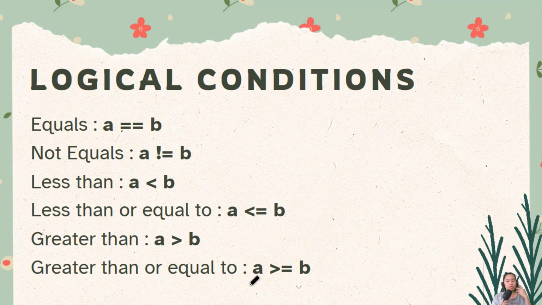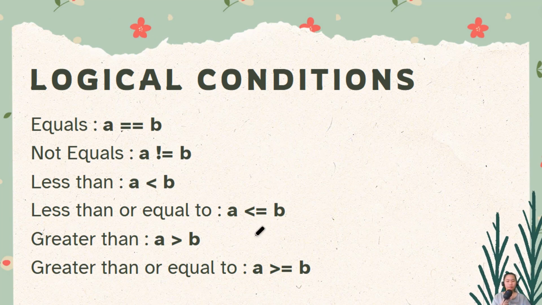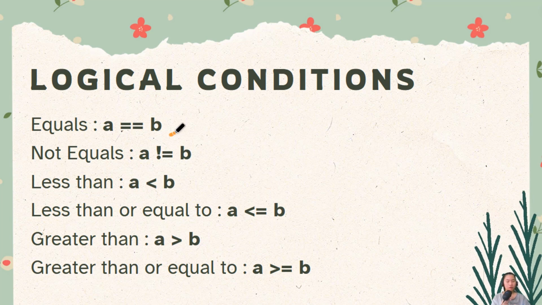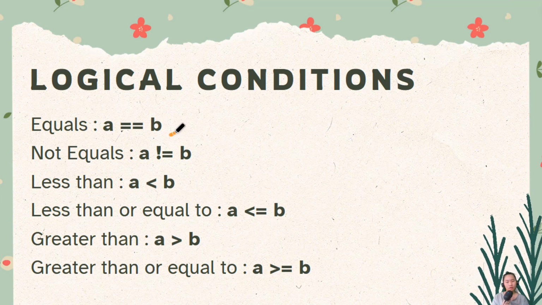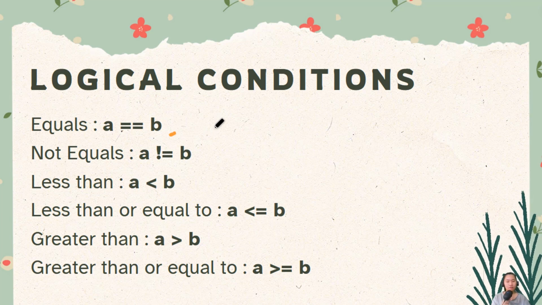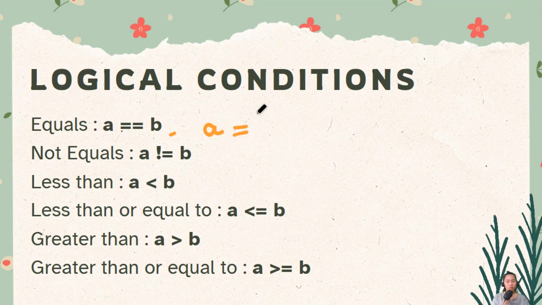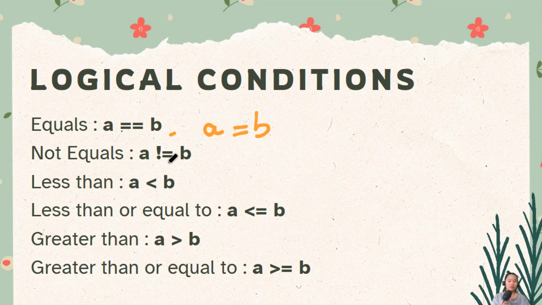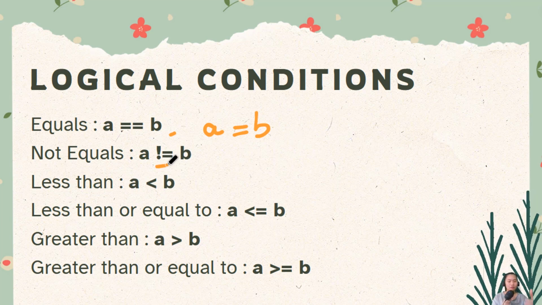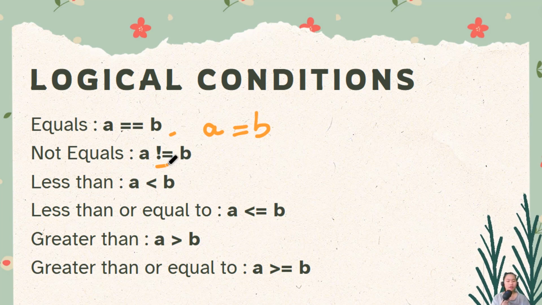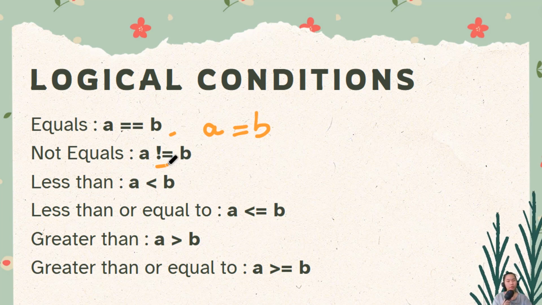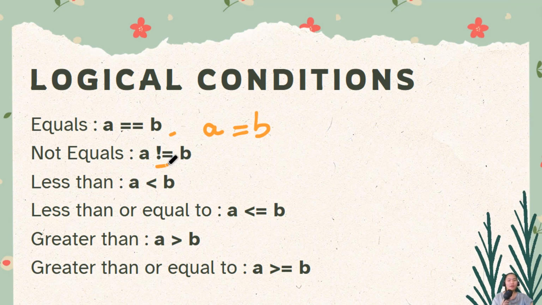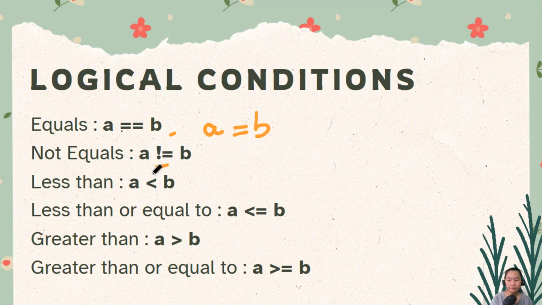Let's review the logical conditions that we've seen previously. We have equals, okay? Remember, two equals because one equal is the assignment operator. It basically means, let's say if you have A equals B, that is saying the value of A, give it to B, okay? Not equals is this one. Less than or equal to, greater than, and greater than or equal to. I'm sure you're very familiar with it in everyday life, okay? It's not big math, it's very common.